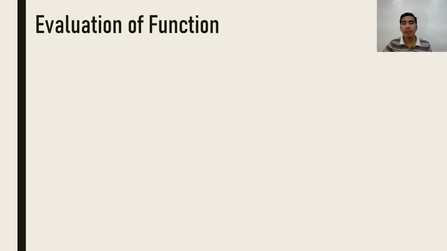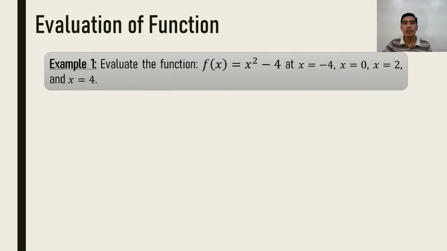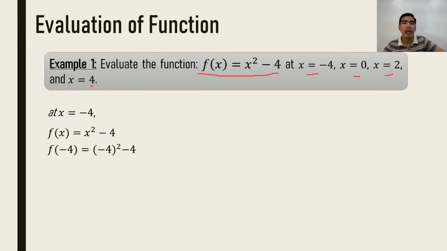So, let's try to evaluate now a function. For example, evaluate the function f of x is equal to x squared minus 4. So, this is the function. Now, ano yung mga i-substitute natin? We have negative 4, negative 2, 0, 2, and 4. So let's start with x is equal to negative 4. We have f of x is equal to x squared minus 4. So we have f of negative 4. Sir, ano nangyari sa x? Since our value of x is negative 4, that's why we have f of negative 4.